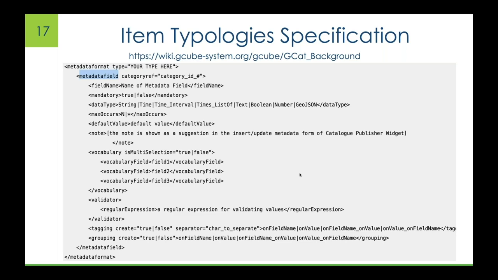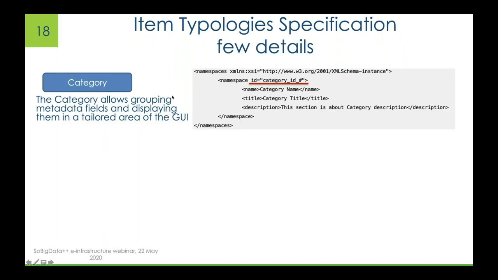But types can be defined by using the API of the service to authorize people. To define a new type it is sufficient to send this list of metadata fields, this XML, which contains for each metadata field of the type a number of properties. And the properties clearly are the name, if it is mandatory, the data type of the object, the maximum number of times it may occur in the metadata item, and other values.